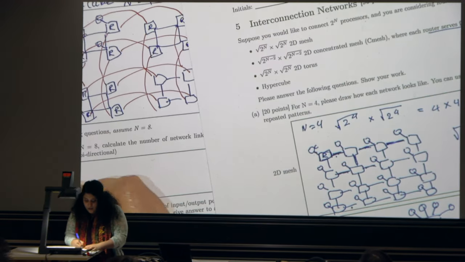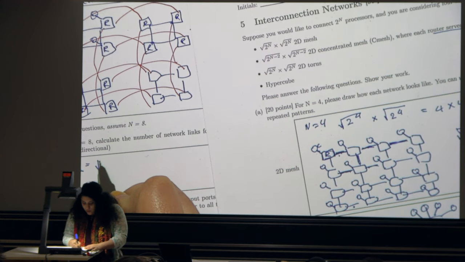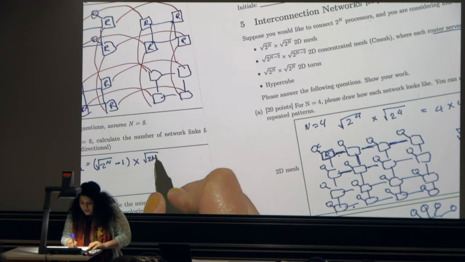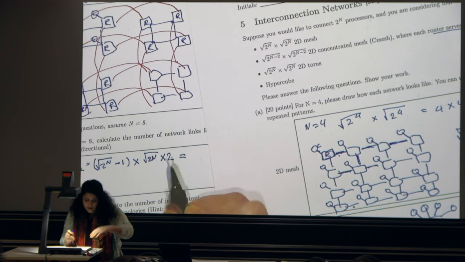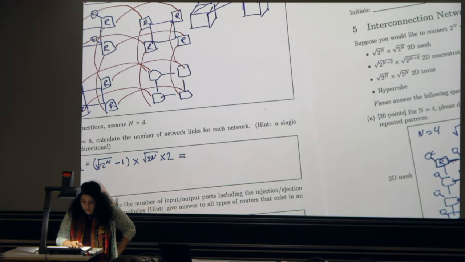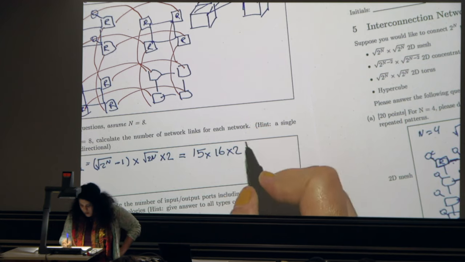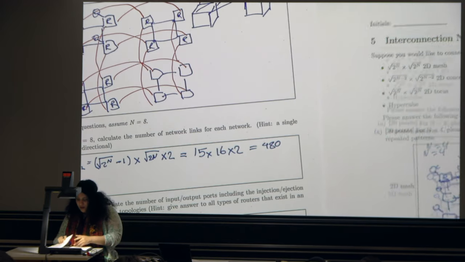So you can say that the links for a 2D mesh would be 2 to the power of n minus 1 per each row. And then you also have these many rows. And then if you do the same thing for columns, you need to multiply by 2. So let's think if our n equals to 8, so that will be 15 multiplied by 16 multiplied by 2, which is magically 480.